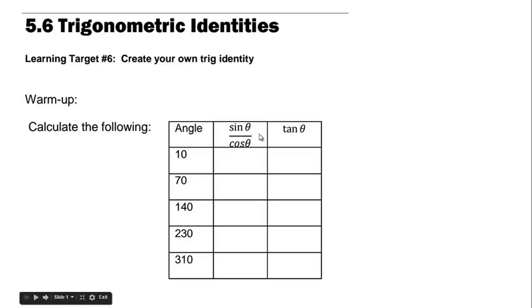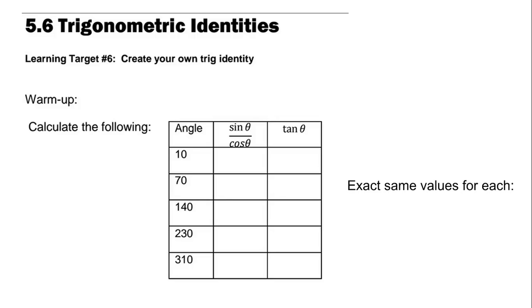So if you try the following, what you're just doing here is putting 10 into each of these. So sine 10 divided by cos 10, sine 70 divided by cos 70. And as you go about this, you actually start to notice something, the pattern. You're getting the exact same values for each. This actually shows some of it. It doesn't prove it, but it shows that this might be true. Tan theta equals sine theta over cos theta.